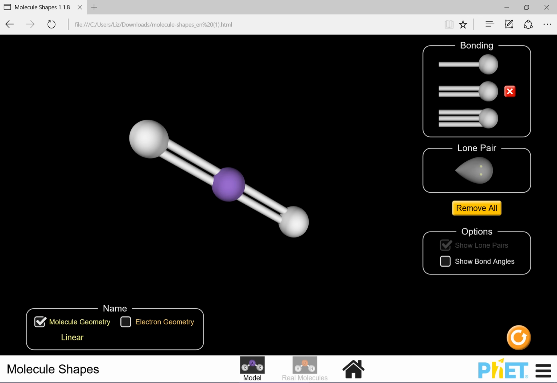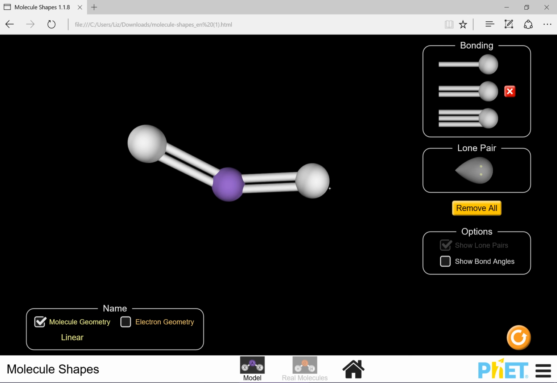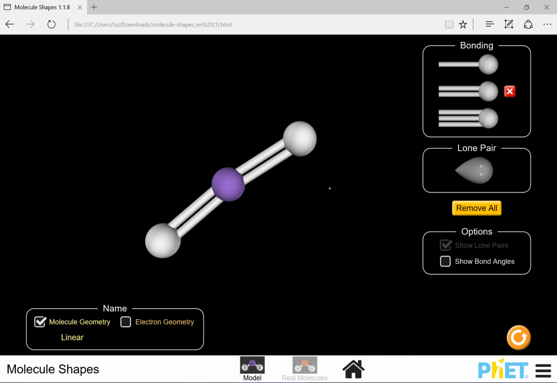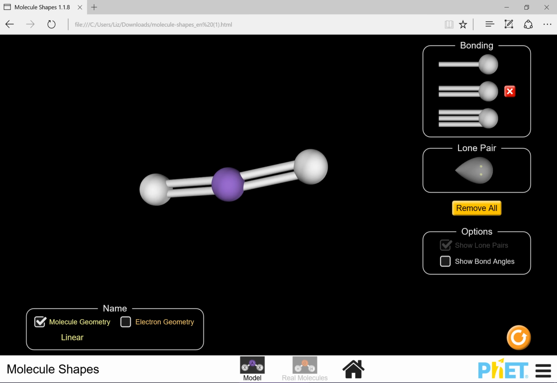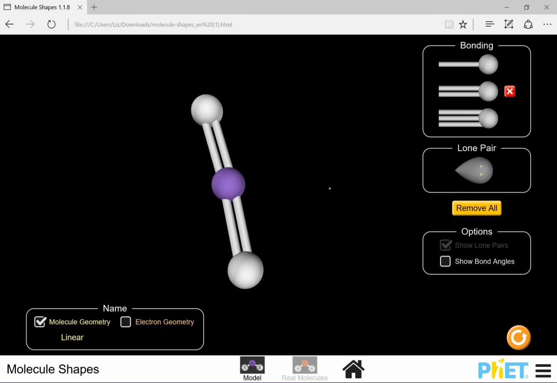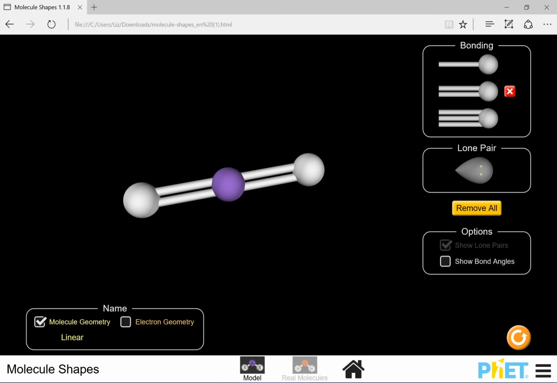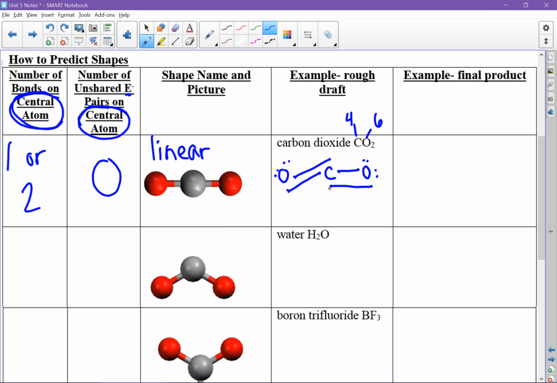So if I go back here, this is exactly what this molecule looks like. The purple is the carbon in the middle, and the white or the gray are the oxygens on the outside. No matter what I do, that is a linear shape because it has two things stuck to the center atom, and there are no extra electron dots around it. What that means is when I draw this final copy, I need to draw it in a nice straight linear line with double bonds and with the extra electron dots around it.